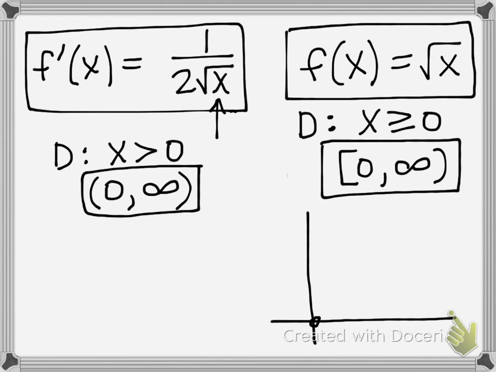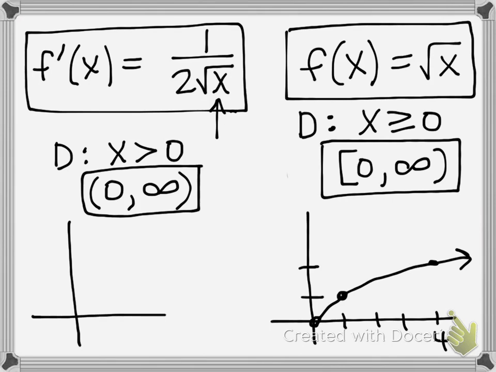We know that the square root of 0 is 0, and the square root of 1 is 1, and then the square root of 4 is 2. So you could plot a rough sketch of the original function. And if you use your graphing calculator, notice I'm only focusing on the first quadrant for both of these because of the domain restrictions. So go ahead and pause the video and type this function into your graphing calculator, and then come back and take a look at the shape of the derivative function.